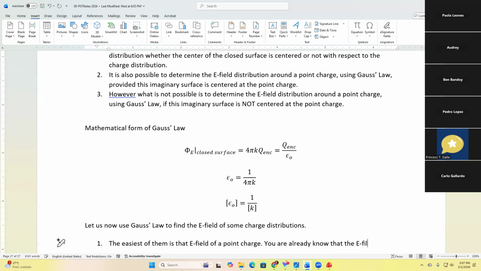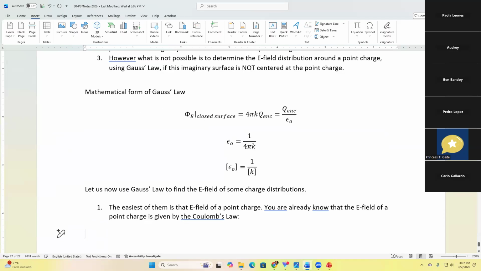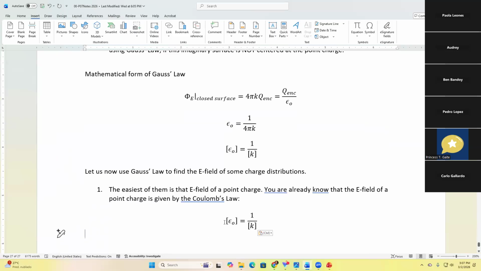You already know that the E field of a point charge is given by Coulomb's law. I'm going to spell out Coulomb's law right in here. Coulomb's law for the electric field: E equals k Q over r squared. This is for a point charge Q.